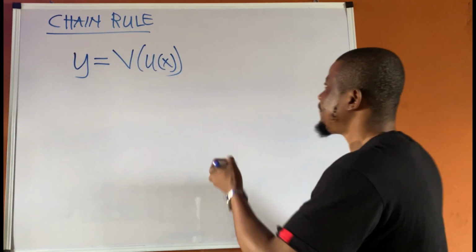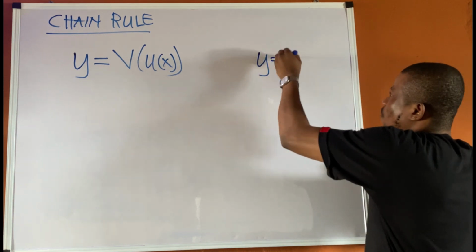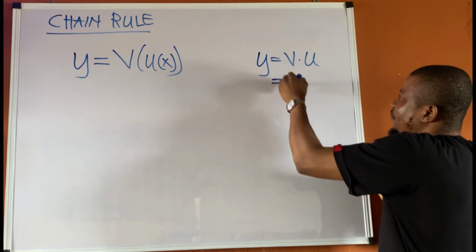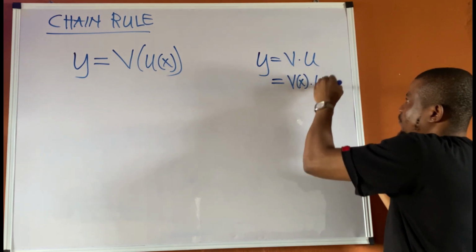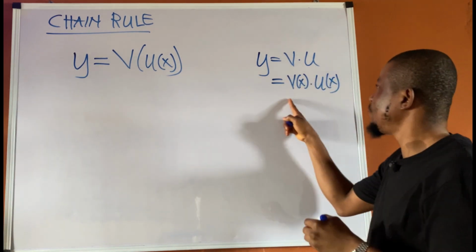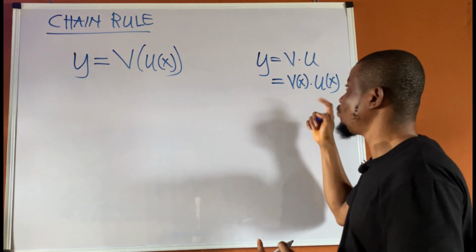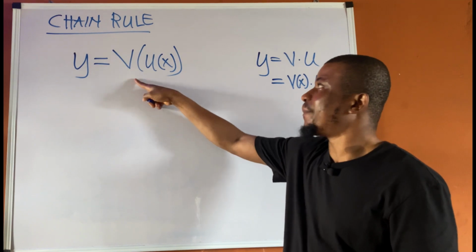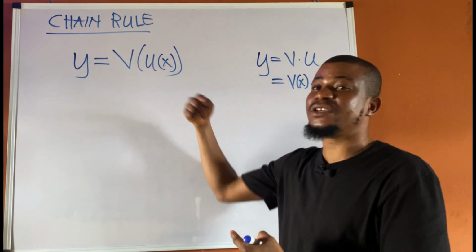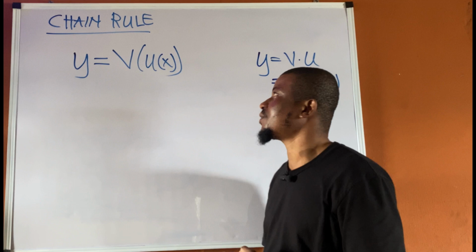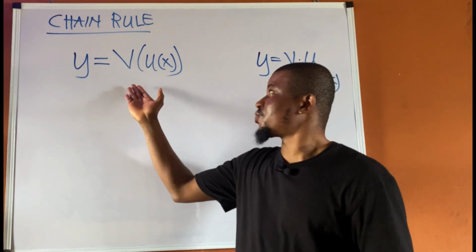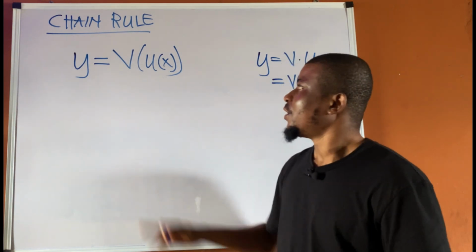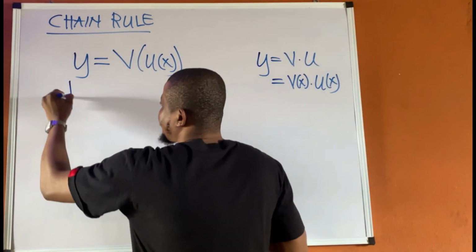Alright? Now, if you have a product of functions, if you have y equal to v times u, where v and u are all functions of x, you definitely know that you are going to apply the product rule to differentiate this, to find dy/dx. But in this case, we apply the chain rule because this is a chain function, a function of a function. So if you have this function, how do we find dy/dx? How do we differentiate this?